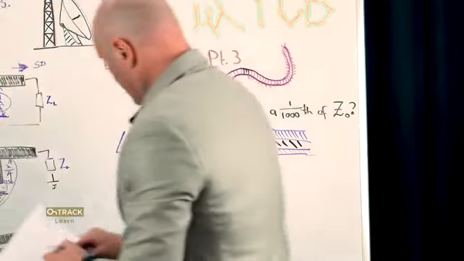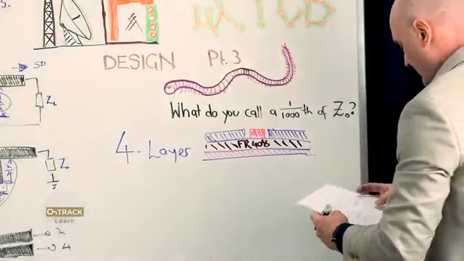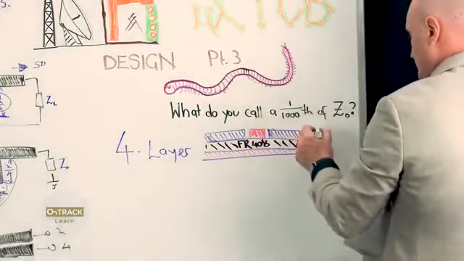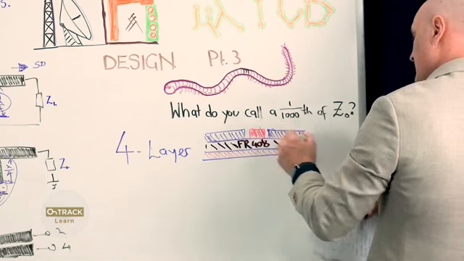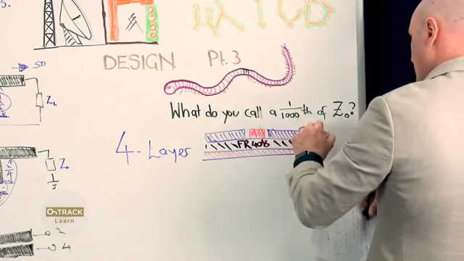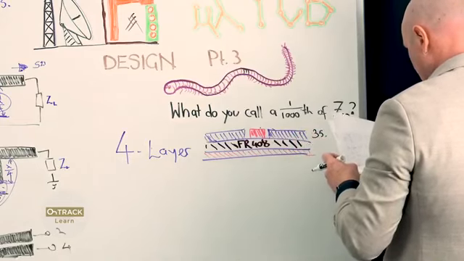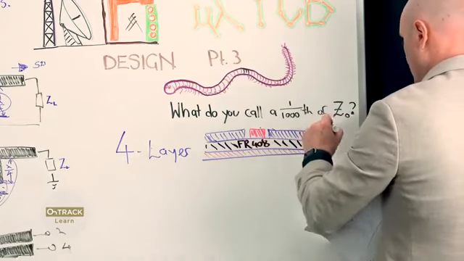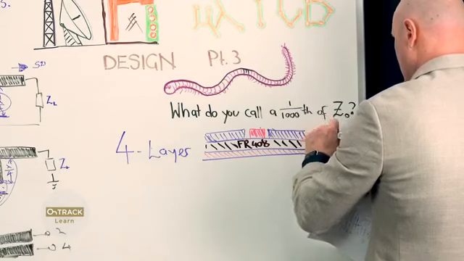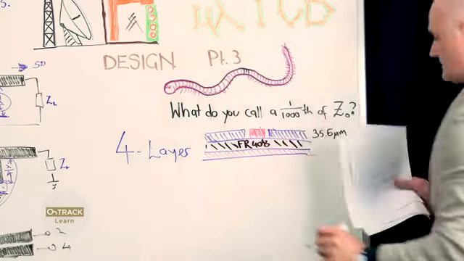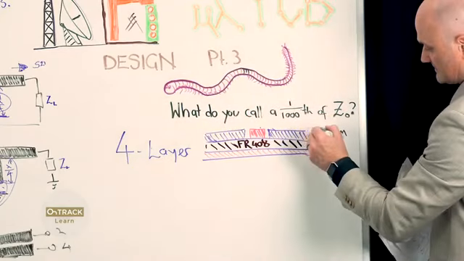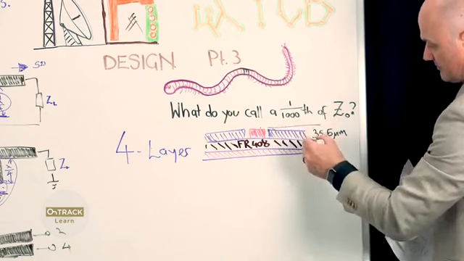Let's grab the black here. So what are our dimensions? We have 1 ounce copper on the top. So the thickness of that copper is 35, what is it? They say on their website, they do 35.6 micrometers. That's the thickness of my top layer copper.